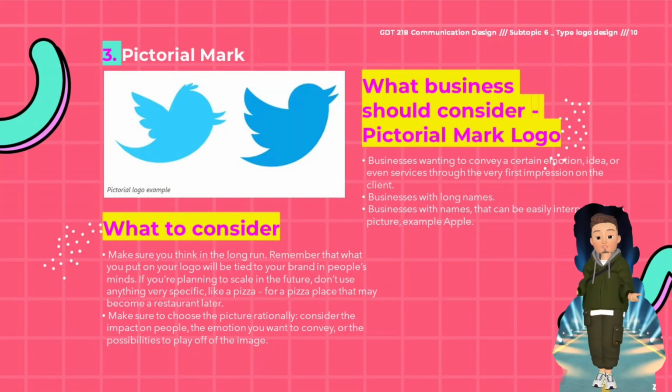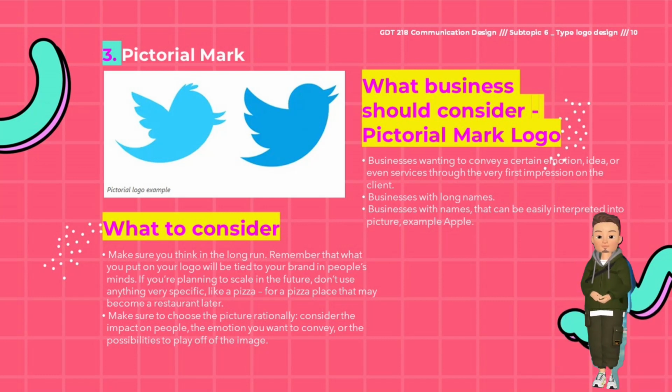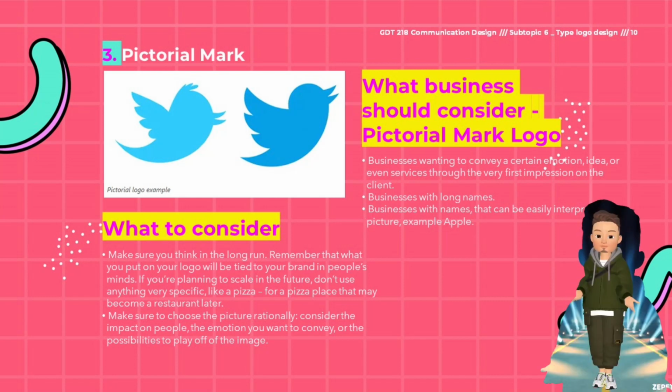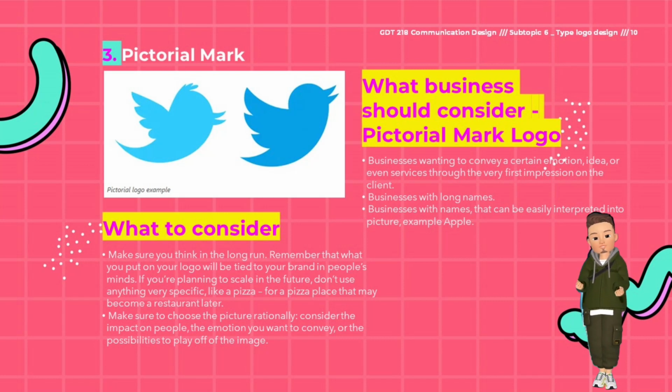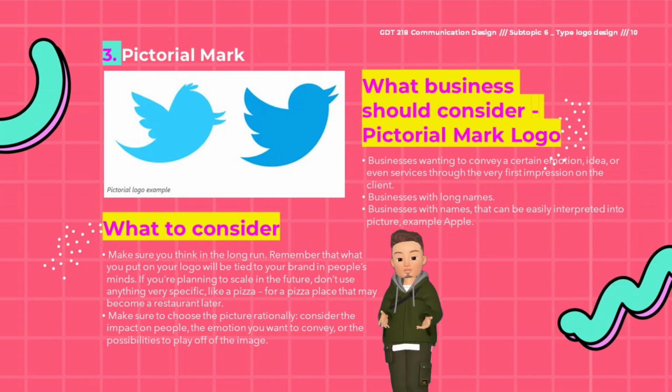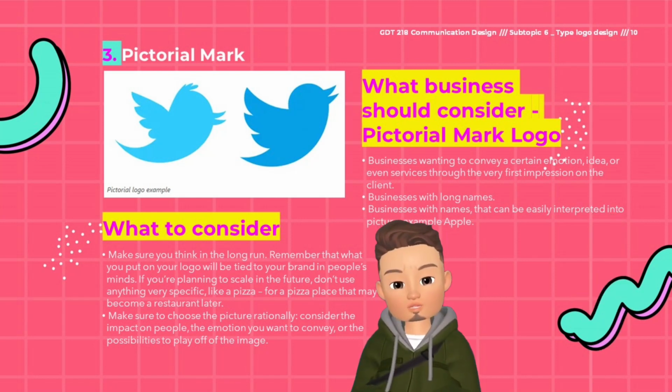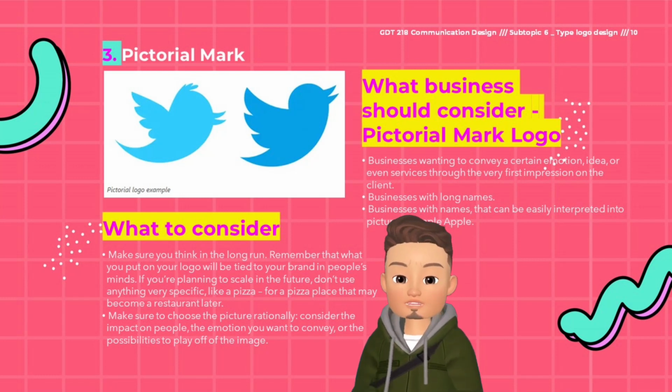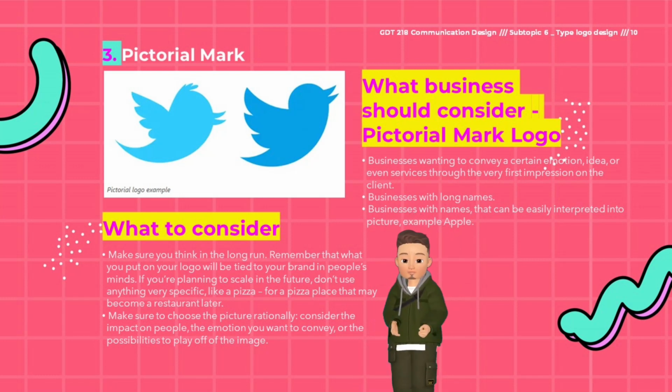Pictorial mark. Pictorial marks, also known as logo symbols or iconic logos, use a simplified graphic or pictorial representation to symbolize the brand. These logos often convey the brand's essence through a recognizable symbol, making them memorable and easily identifiable. Pictorial marks work well when the symbol alone can represent the brand effectively.